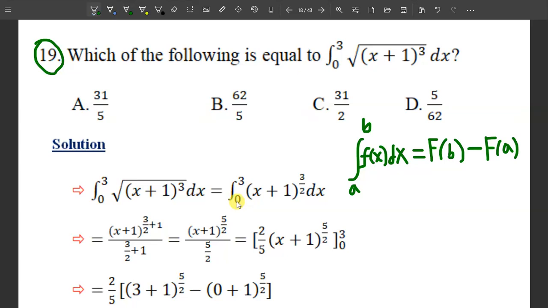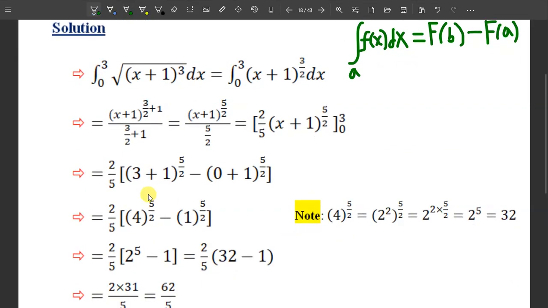And therefore, the integral from 0 up to 3 of (x plus 1) to the power of 3 over 2 dx is equal to, simply add 1 to the fraction 3 over 2, and it becomes (x plus 1) to the power of 3 over 2 plus 1. 3 over 2 plus 1 is 5 over 2, and we also write 5 over 2 and multiply by the reciprocal, which becomes 2 over 5 (x plus 1) to the power of 5 over 2, evaluated from 0 up to 3. The lower limit is 0, the upper limit is 3.